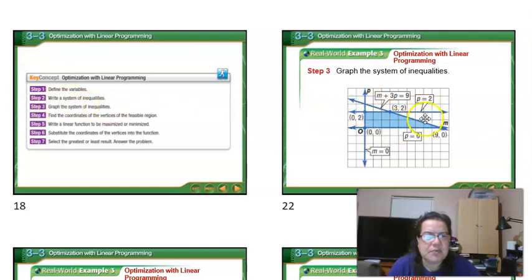If you notice the example that they give here on slide 22, that's exactly what's happening. So you draw all those lines. Find the coordinates of the vertices. Remember, vertices are these points right here, of whatever figure that you form, right? And then, of course, you try to write linear functions to demonstrate those unless they're given to you, right? And then you substitute the coordinates of the vertices into the function, and then you select the greatest or least result. So that way you can answer whatever question that they give you.